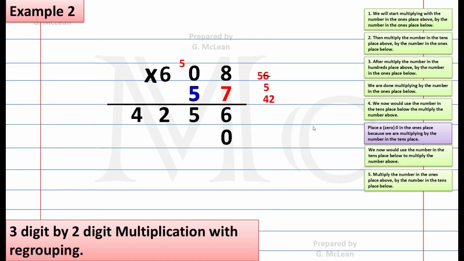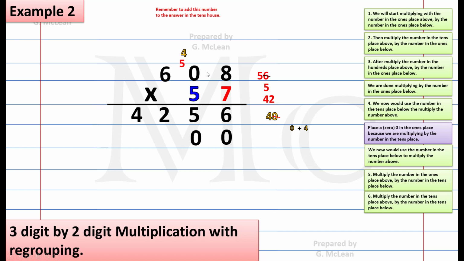So we go 5 times 8. 5 8s are 40. Mark off. Place it in. Take the 4. Carry it. 5 times 0, 0. Don't forget to add the 4 we carried over. Plus 4 will give me, of course, 4. All right? Good.